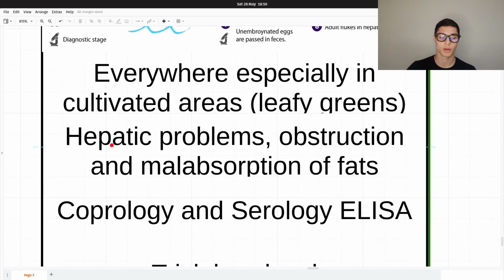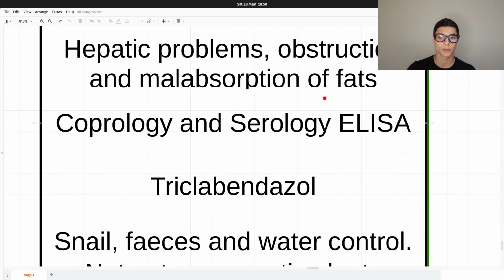Fasciola hepatica causes hepatic problems and obstruction and malabsorption of fats, because being on the biliary ducts, they block the bile, and bile is very important to absorption of fats and fat-soluble vitamins. If you want to know more about fat-soluble vitamins and fat absorption, check my playlist on nutrient description.